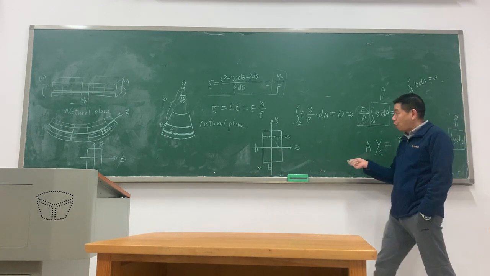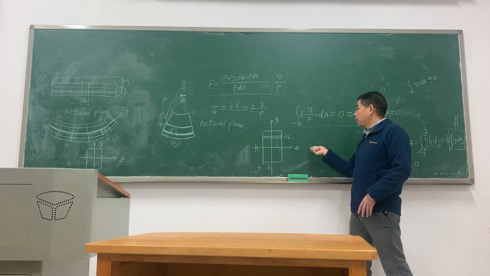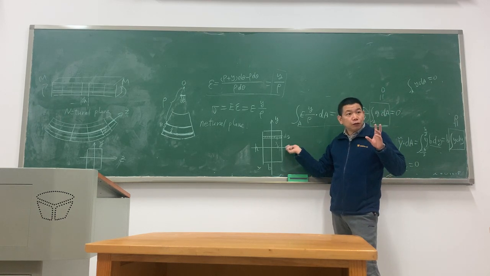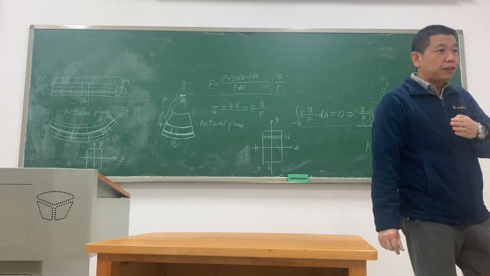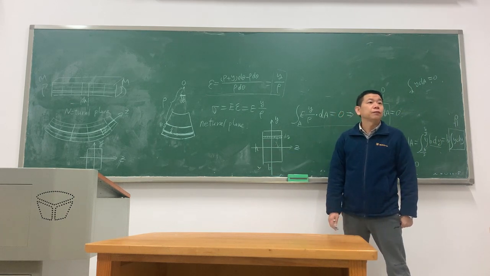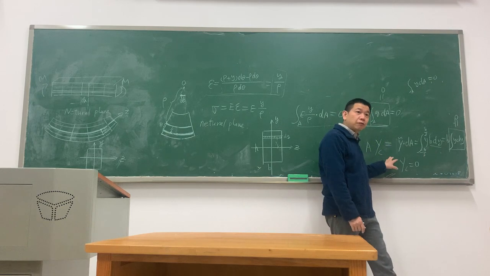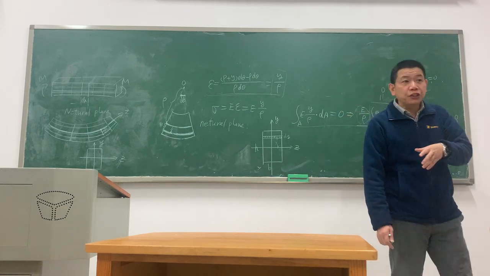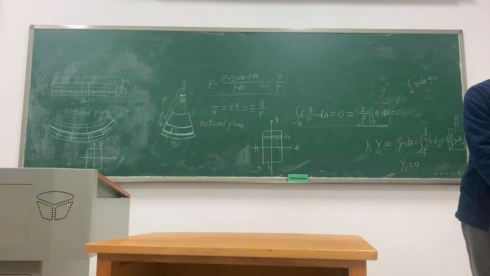Is 0. So we can determine from this formula the neutral axis must pass through the center of the cross section. In this way, we find the location of the neutral axis. Understand? Yes.